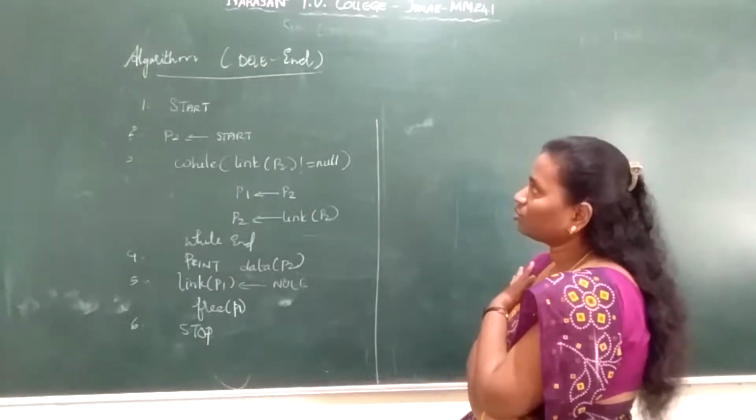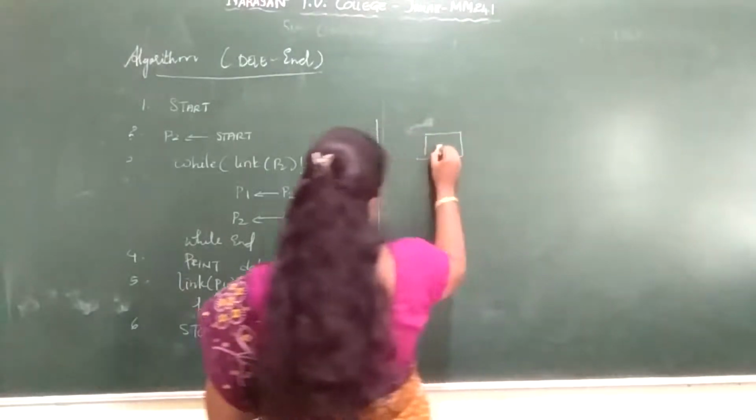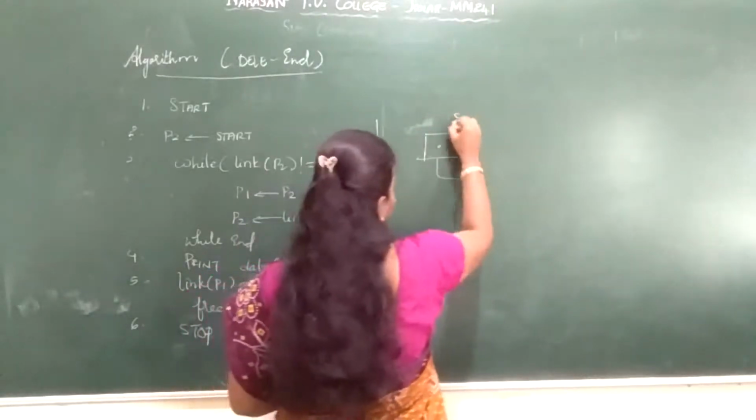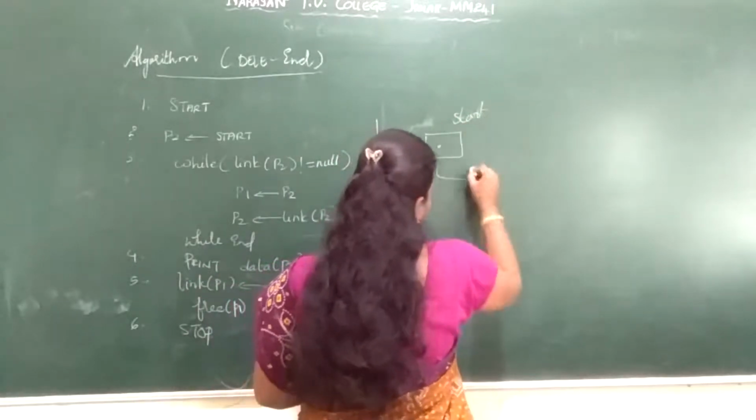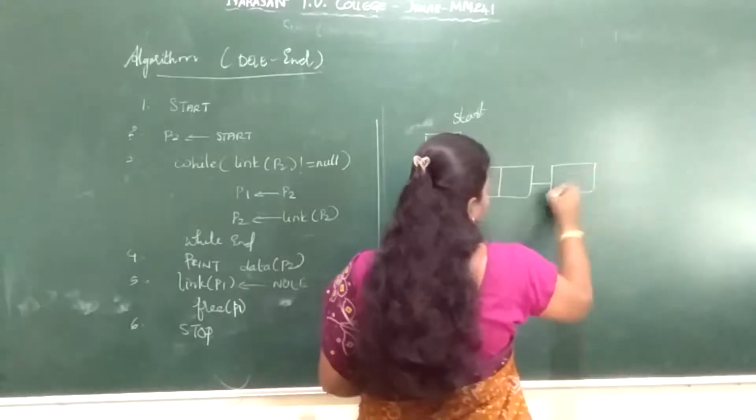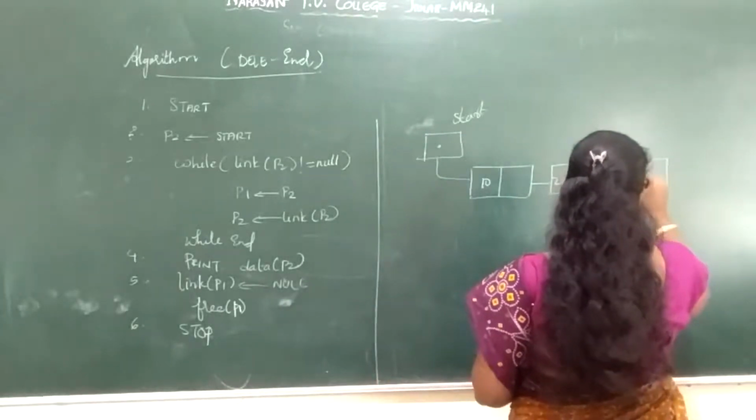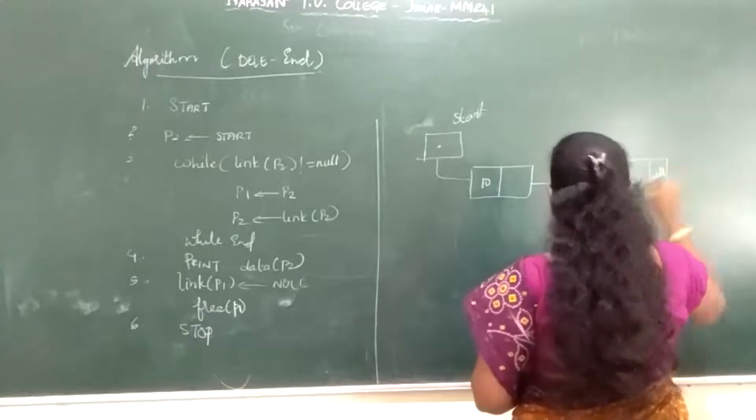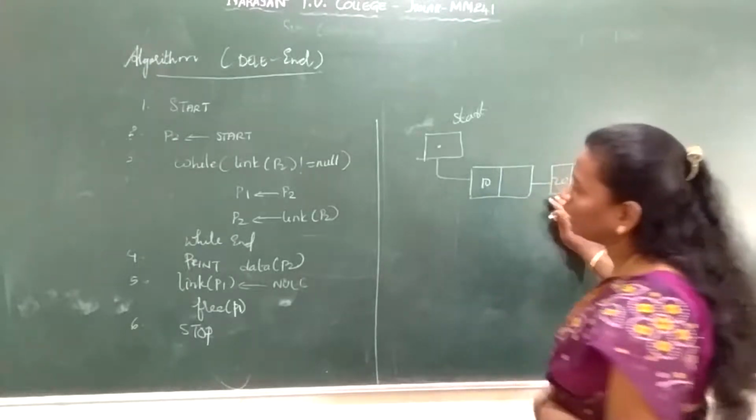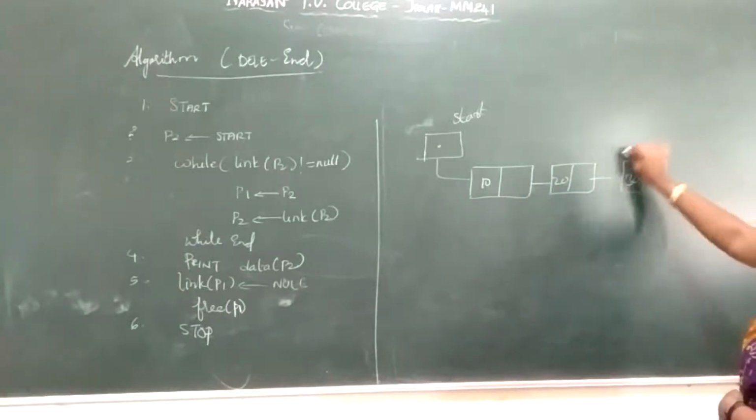Also we have the same logic. So what will we do? Imagine this is your linked list. This is your start. I have a node. Imagine I have inserted 10, 20, and 40. This is null. Now I want to delete the element which is present at the end. So this is my end node.